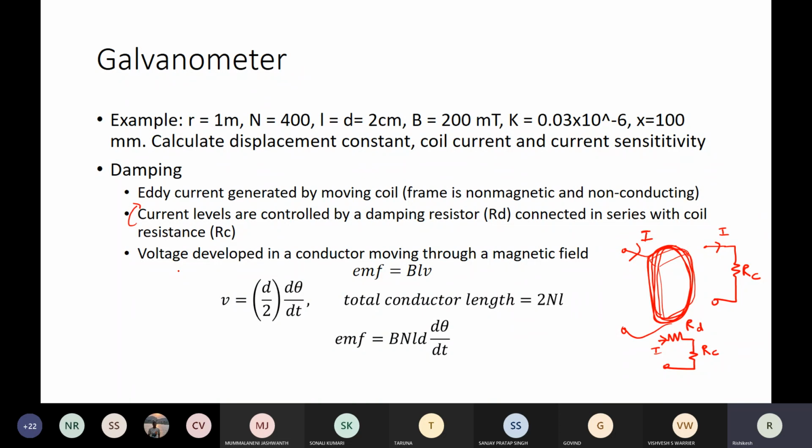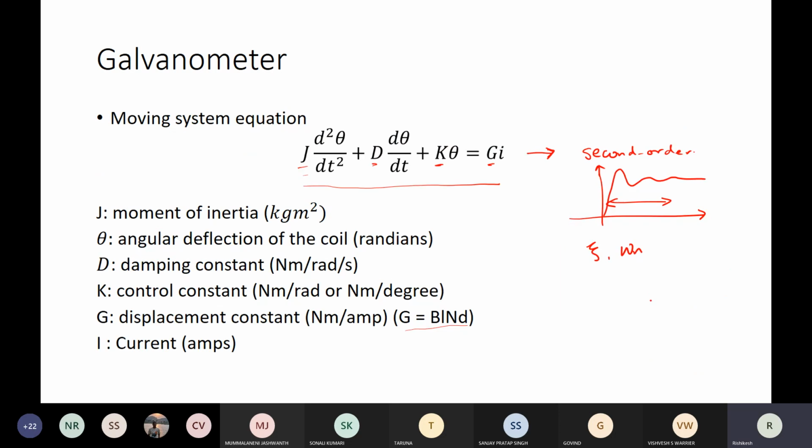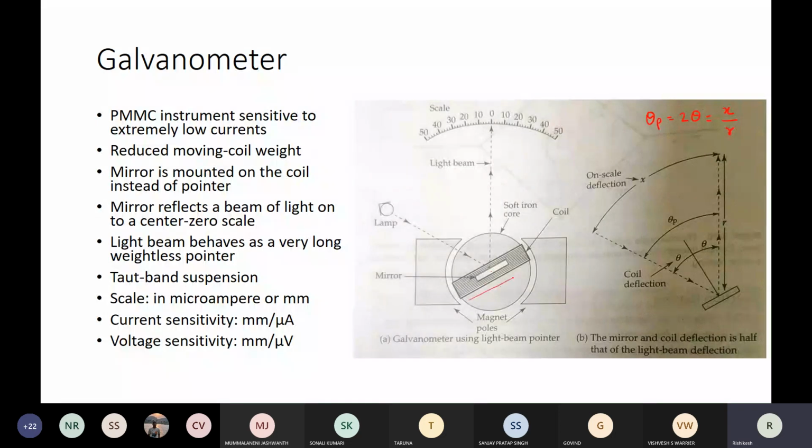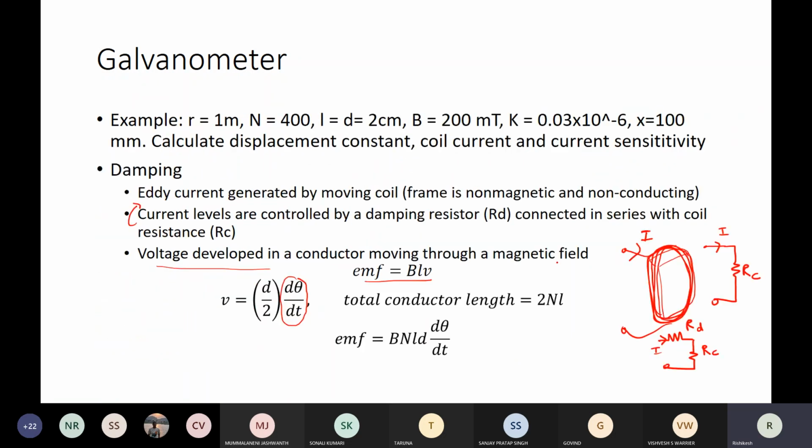So during the movement of the coil, the voltage developed in the conductor is given by this expression, where B is the magnetic field, L is the length of the coil, and V is the velocity with which it is moving. So how do we calculate it? It is a linear velocity. The angular velocity is given by d theta by dt, and d is the diameter of the coil. If you look from top, this is d. So d by 2, that is the radius, into d theta by dt will be the velocity with which the coil is moving within the magnetic field.